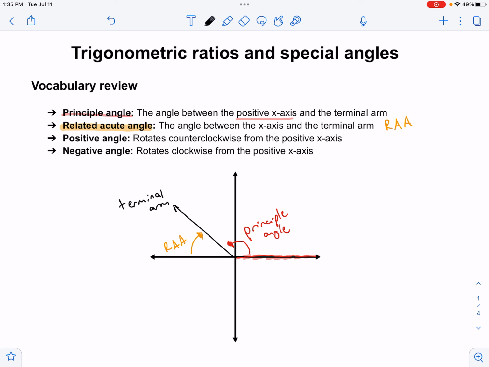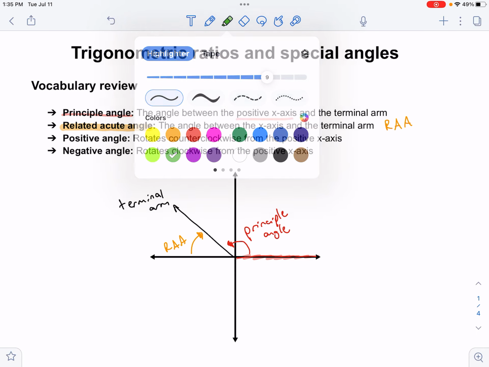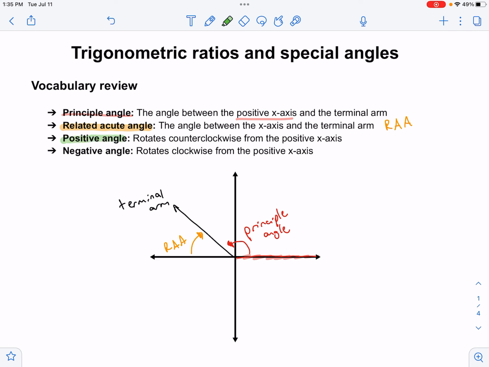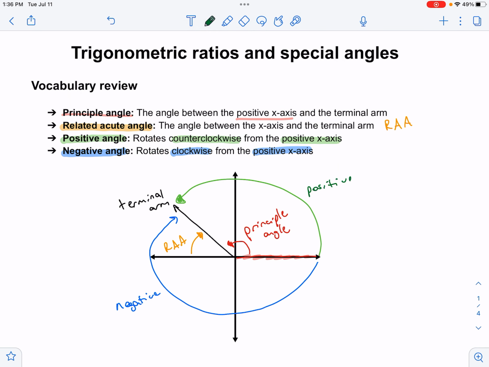Next up, we have the positive angle, and I'll do that in green. The positive angle is the angle rotating counterclockwise from the positive x-axis. So our positive angle would be like this to figure out the angle of the terminal arm. That's the positive one. The negative angle is going the other way. We would start here and go backwards. So if you've got a positive angle, you're going counterclockwise. You're going to the left. If you've got a negative angle, you are going clockwise. Okay? Negative and positive. Cool, we've got some vocab down.